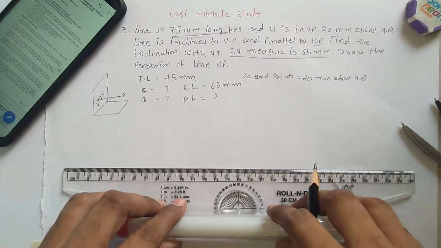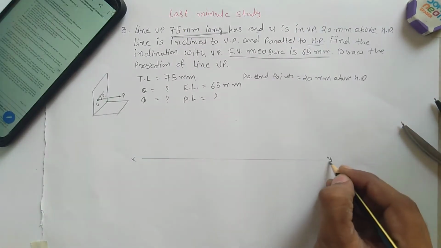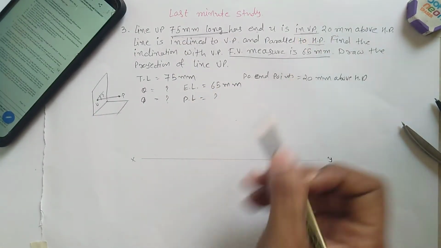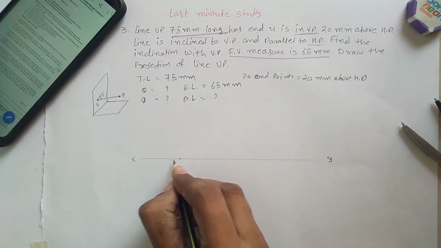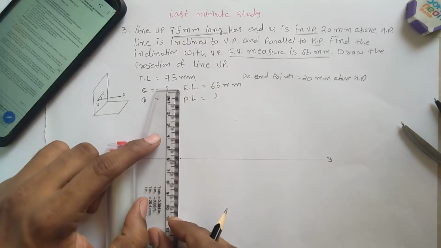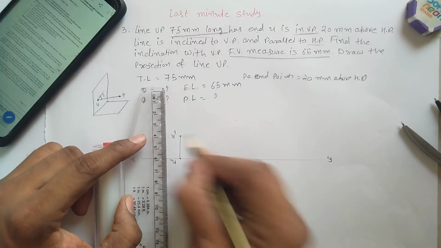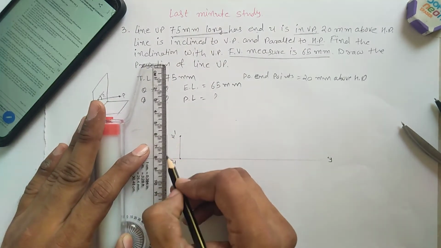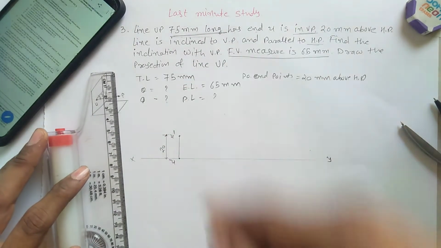First of all, draw the XY line. As you can see, the point is in the VP, so U is on the VP. So this is U, and 20 mm above HP, that means this. So this point is U dash. Mention the dimensions as well. So this is 20 mm.